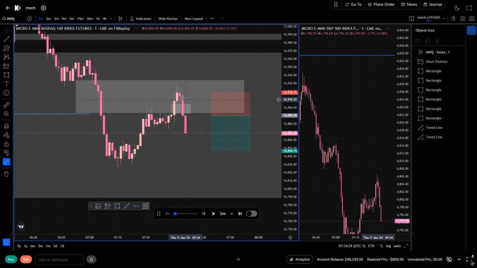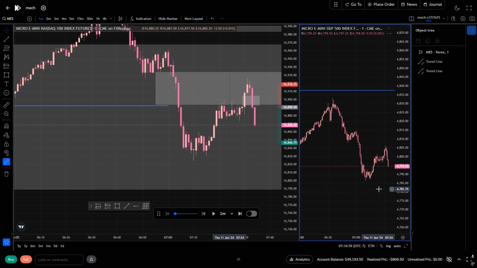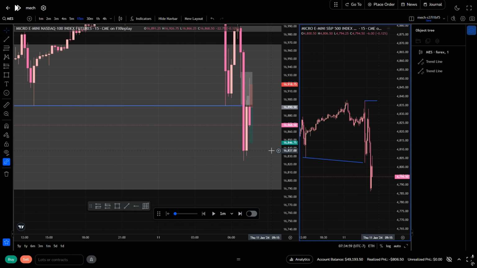And the reason it's not at the wick is because there's no SMT with ES, so there's no need to have it at the wick, right? Yeah. Not doing anything different on ES.